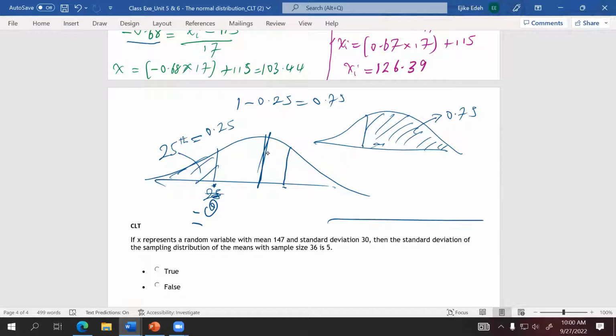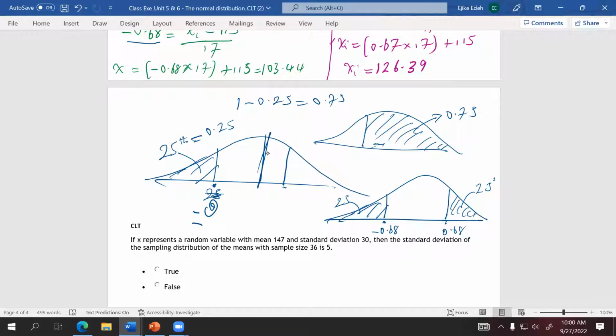Let me create that diagram. I hope that helps too. So 25% below is equivalent to 25% above, right? Whatever value I have here, on the left-hand side, the equivalent will be here, and it will be positive. If this place is negative 0.68 as we found, then I expect that this point should be positive 0.68.